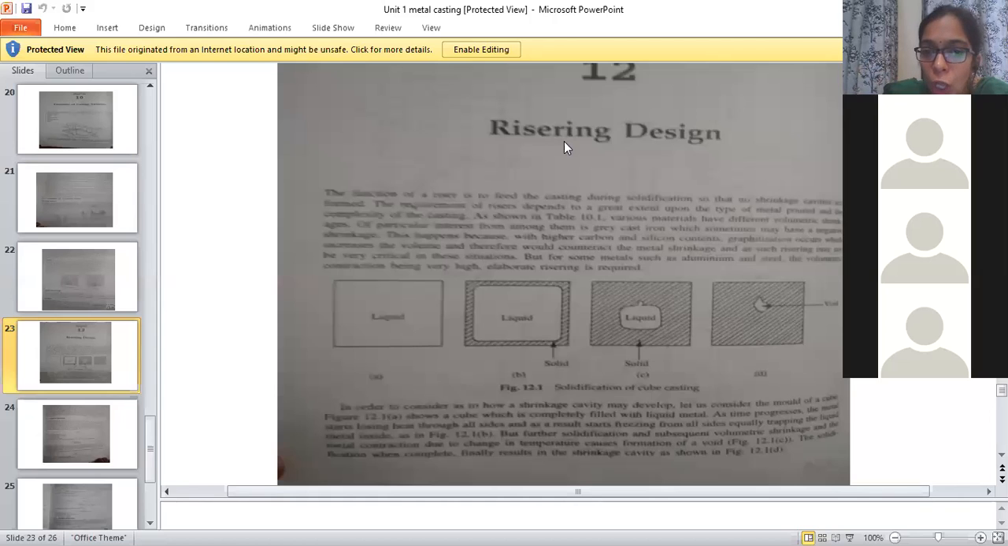So directional solidification, what is directional solidification, Aziz? Directional solidification is a type of solidification in which we allow a cooling process in a certain direction, from the farthest to the correct position. Whereas in progressive solidification, it will be from the perpendicular to the wall, right? So in the metal casting process, you will only use the directional solidification.